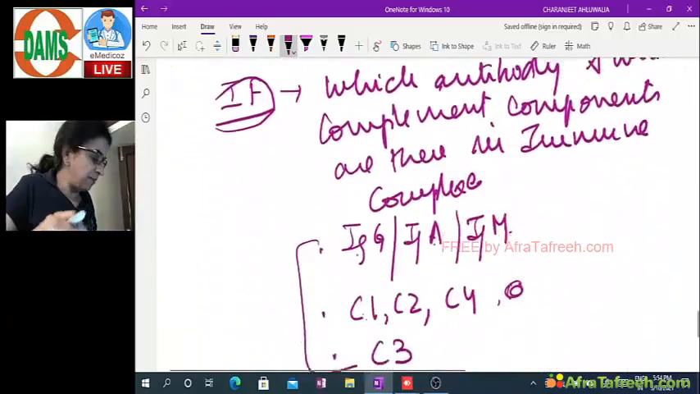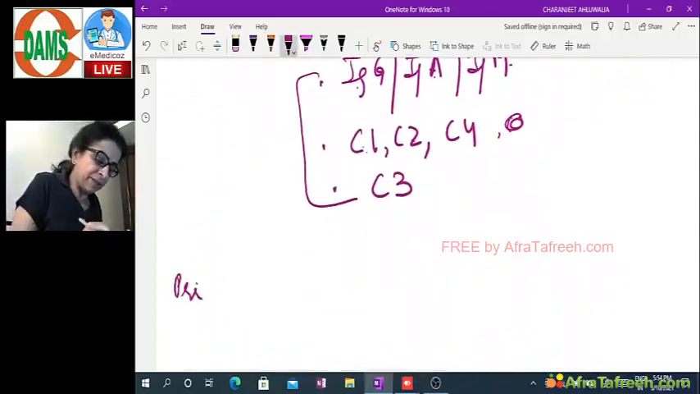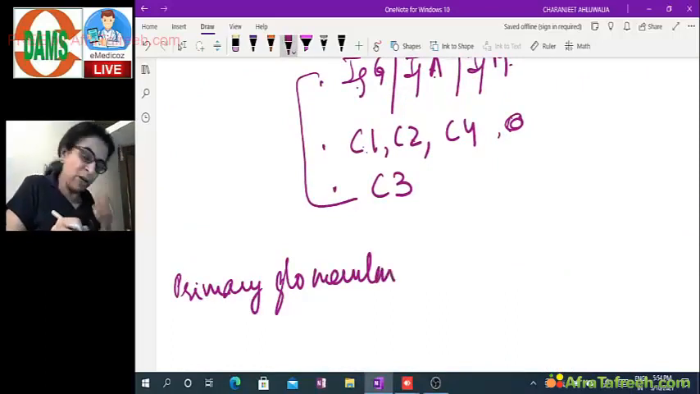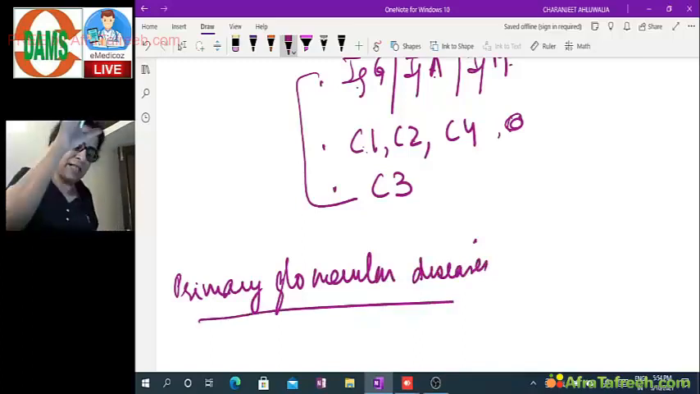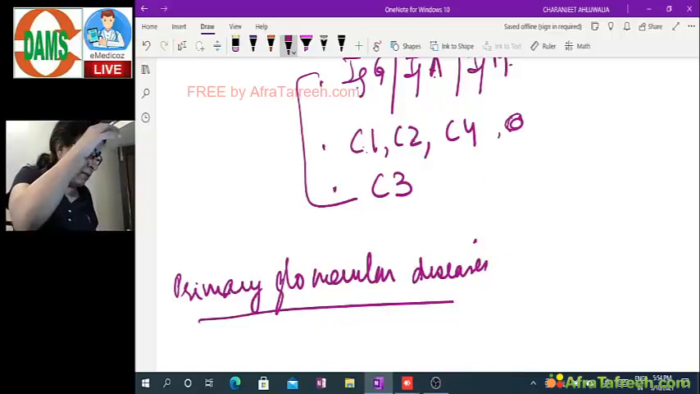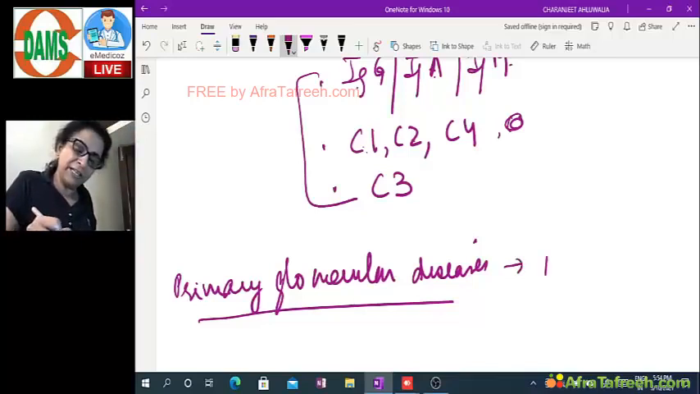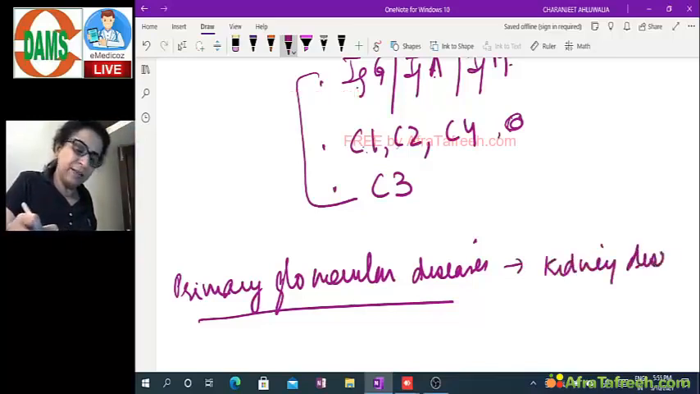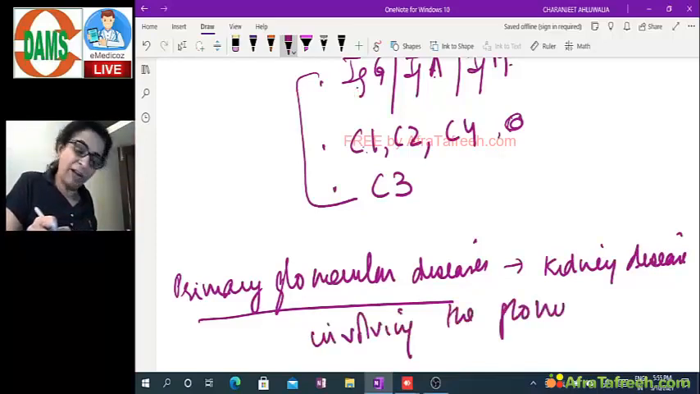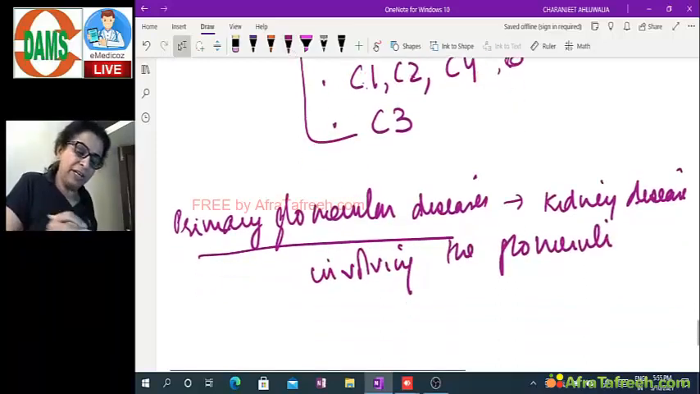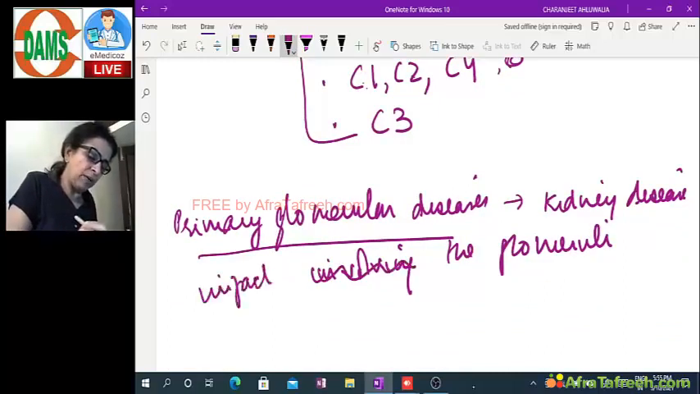Acha, one more term I will be using: primary glomerular disease. You may come across the term primary glomerular diseases. What are primary glomerular diseases? A primary glomerular disease is a kidney disease involving primarily the glomeruli, impacting only the glomeruli.